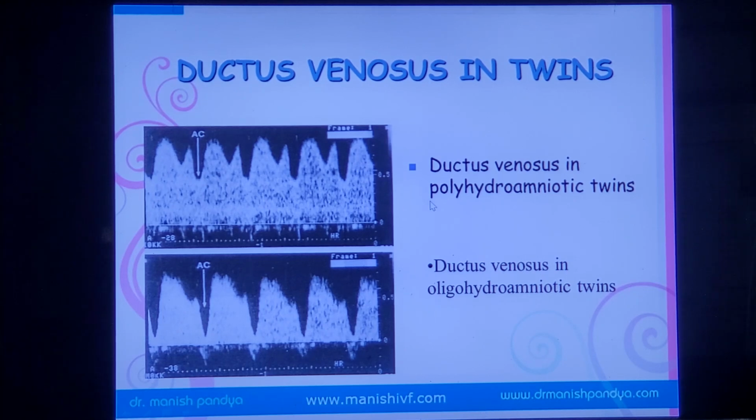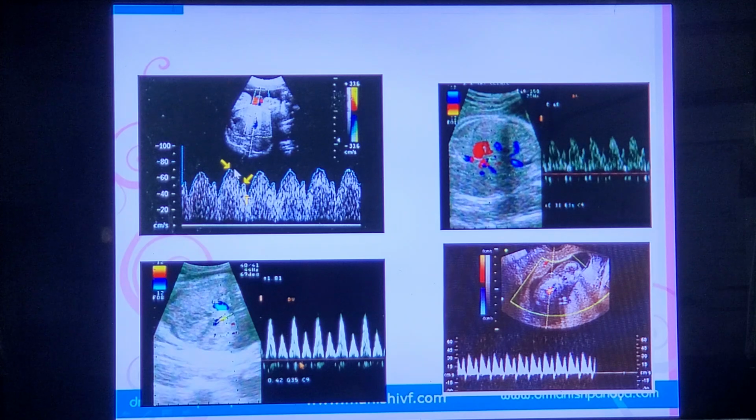Ductus venosus in polymorphic twin. This is twin transfusion, and in the second twin there is a very big artery. So there is polyoligos. This is polyhydramniotic twin, and this is oligohydramniotic twin. Polyoligo sequence is there in TTTS. So you can see the difference in the ductus venosus in both babies. What is this? Ventricular systole, ventricular diastole, atrial systole. This is normal ductus venosus.